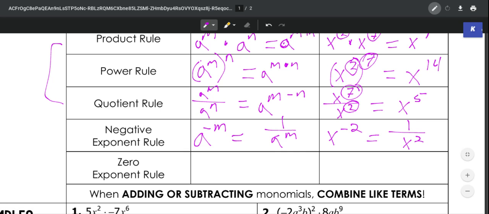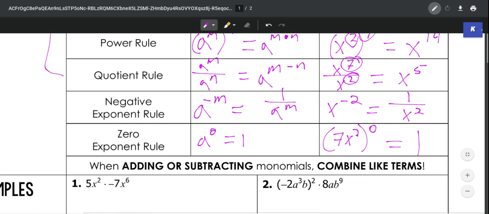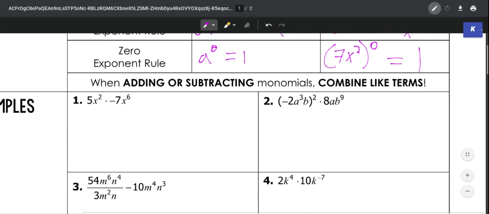And then the zero exponent rule is pretty easy. Anything to the 0 power is just 1. 0 to the 0 power is undefined, so that's really the only one that's a weird one. But everything else, so if we had 7x squared to the 0 power, all of that would just equal 1. And then we've got some examples here.